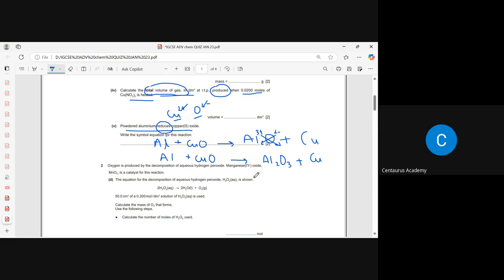Then the next mark is whether you are going to chemically balance this equation correctly or not. Now you see that there are 2 aluminum here and 3 oxygens. This means I must place 3 here as a coefficient to balance it out, and 2 adjacent to aluminum. And then I must balance this copper as well. Okay, now I have a chemically balanced equation. Now I am able to obtain these 2 marks. Is this point clear so far?